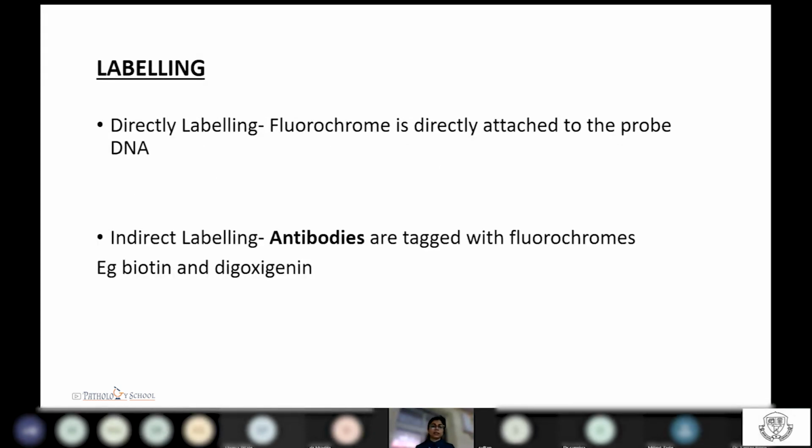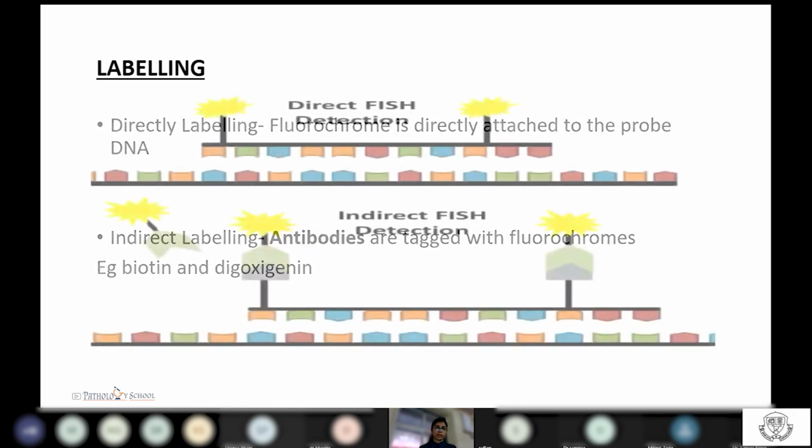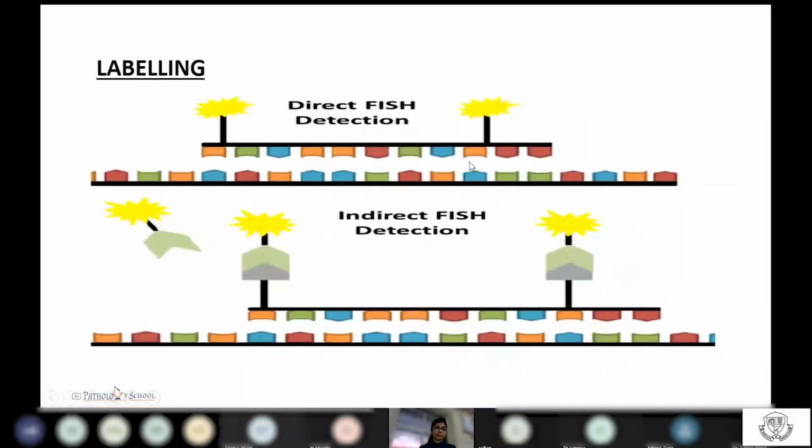Next is your labeling. Now, there is direct labeling and indirect. Direct is when your fluorochrome is directly attached to your probe DNA. Indirect labeling is when your antibodies are tagged with fluorochrome. Now, if you see this, the top part is your probe DNA. It is attached to your fluorochrome, so on binding or hybridization, it will give you fluorescence, and this is your direct labeling.